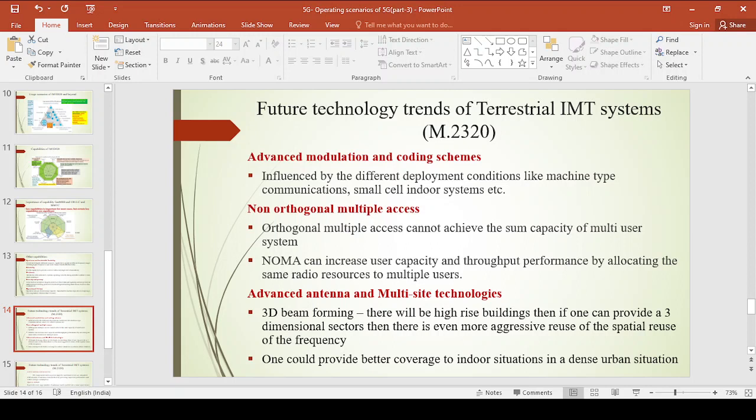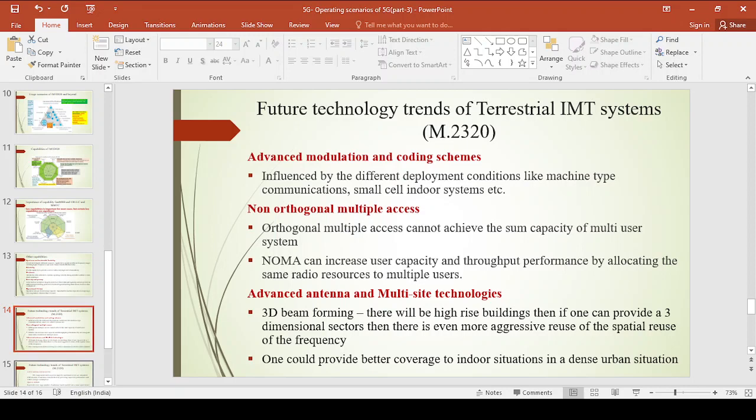These are the advantages which we are acquiring for the future technology trends of IMT system. One is, we can expect advancement in the modulation techniques, and we may expect coding schemes also, and non-orthogonal multiple access, which already came into existence. Now what is NOMA? We are allocating the same radio resources to multiple users, through which you can improve the capacity and throughput. Now through 3D beamforming, we have tall buildings. There, if you are providing 3-dimensional sectors, we can aggressively reuse the spatial frequency. Because of this advanced antenna and multi-site technology, we can provide better coverage to indoor situations in a dense urban situation, nothing but the tall buildings, right?